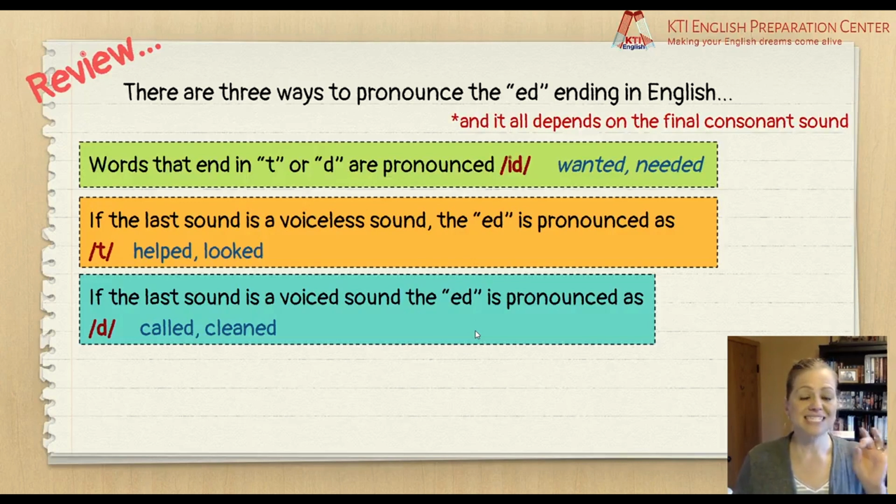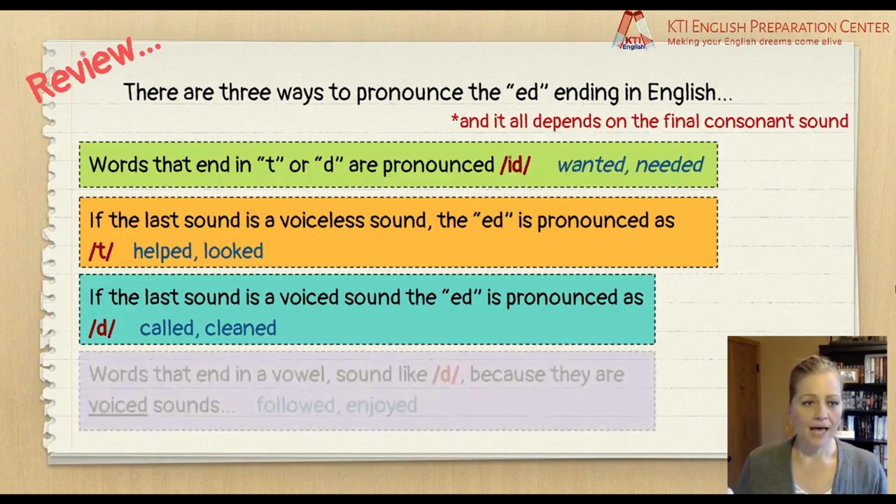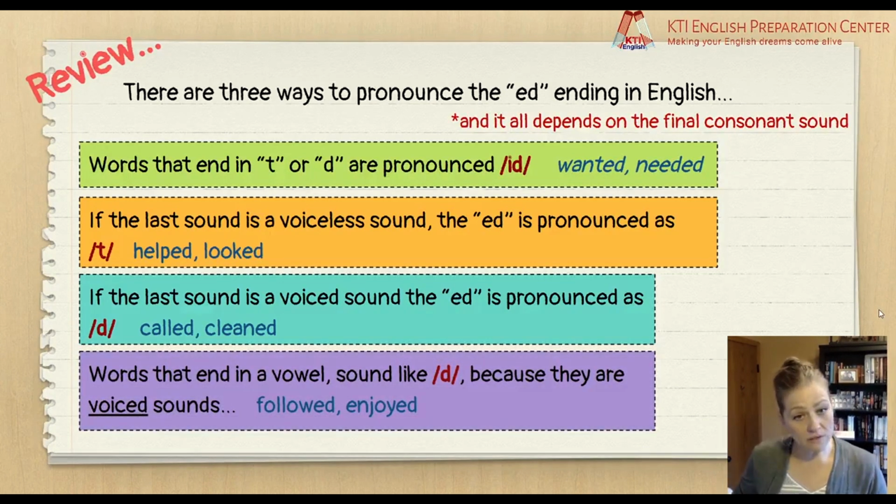Okay? If the last sound is a voiced sound, so you feel the vibration in your throat, the ED is pronounced as d. Called, cleaned. I cleaned my carpets yesterday, right? Words that end in a vowel, they sound like D because they are voiced sounds. So OW, it's the O sound, followed. Enjoyed, that diphthong, the OY, is a vowel sound. It's voiced, so then we say D, enjoyed.